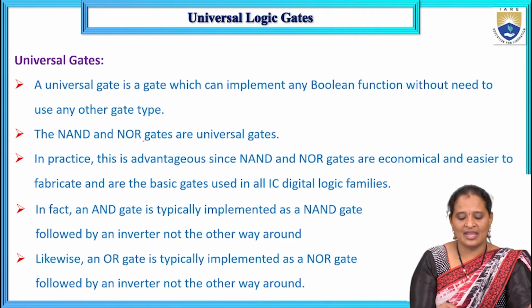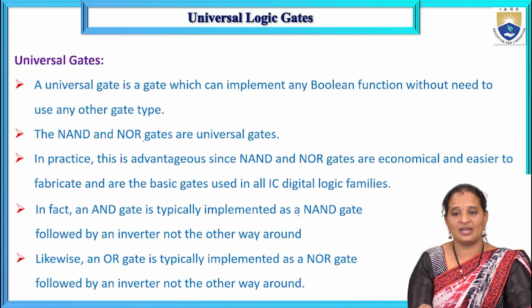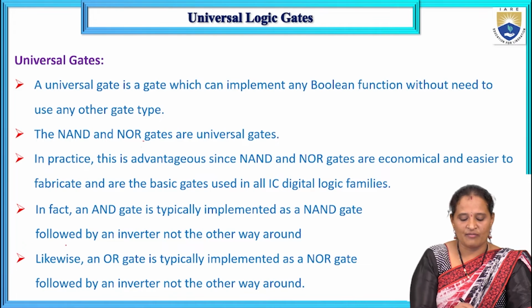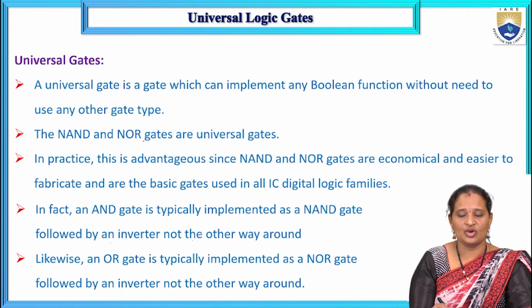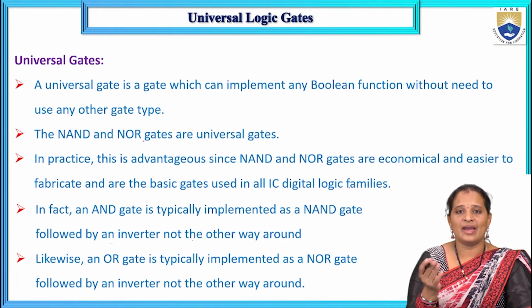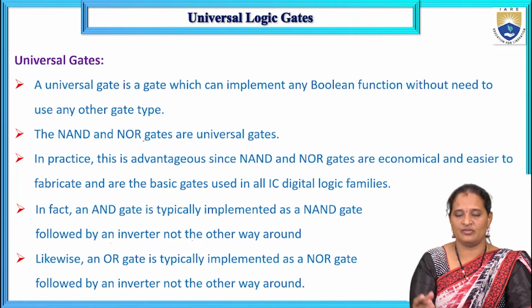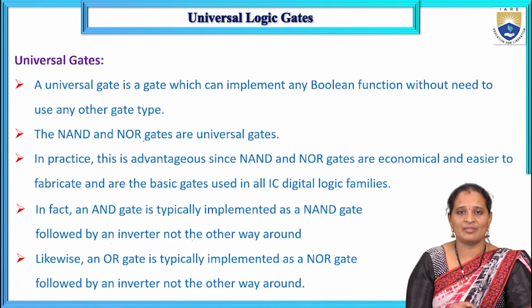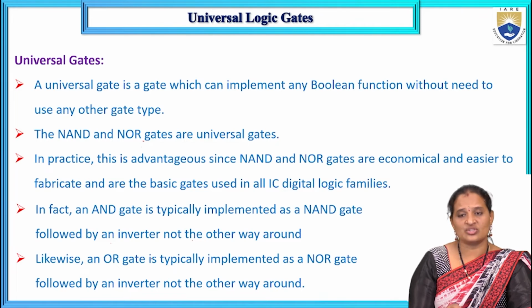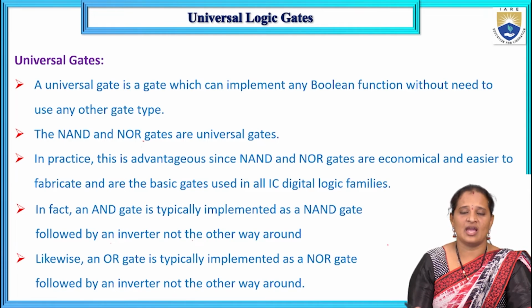Next, the AND gate is typically implemented as a NAND gate followed by an inverter, not the other way around. So we can implement an AND gate by using a NAND gate followed by a NOT gate. Likewise, an OR gate is also typically implemented as a NOR gate followed by an inverter, not the other way.